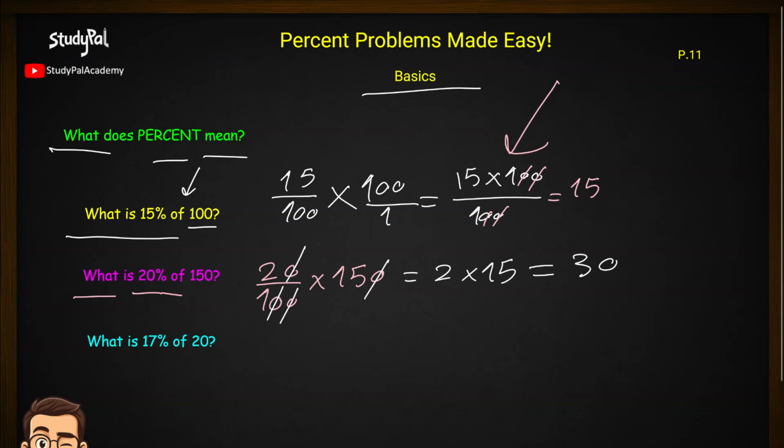And the last question is, what is 17% of 20? Oh, easy. 17 over 100 times 20. I'll let you do this problem for yourself. Now let's go to some more serious problems.